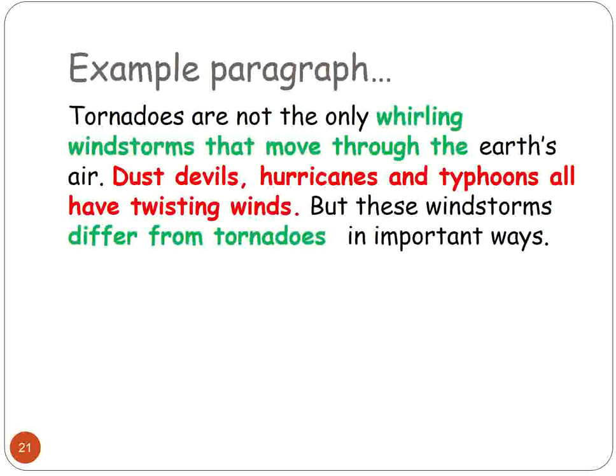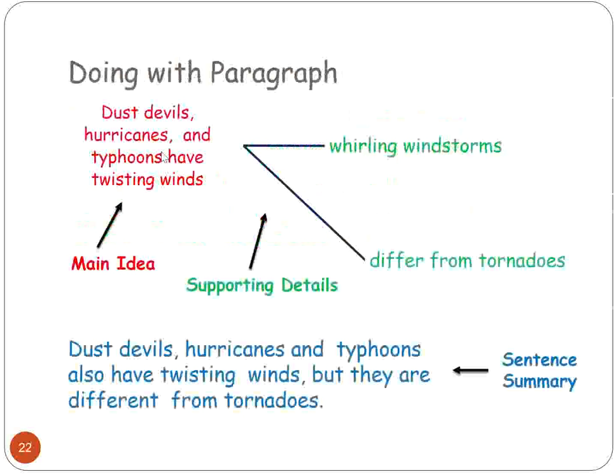So you can look here that in the second paragraph, the writer has written the topic in the middle of the paragraph. So we have to find out, as he is talking about dust devils here, okay, and the important details are highlighted in green. So dust devils, hurricanes, and typhoons have twisting winds. Whirling windstorms differ from tornadoes. These are the supporting details.